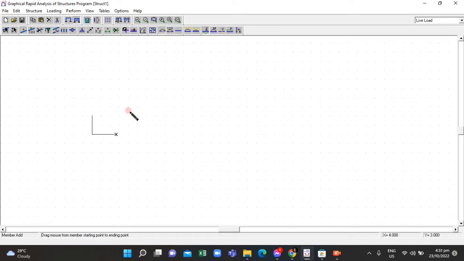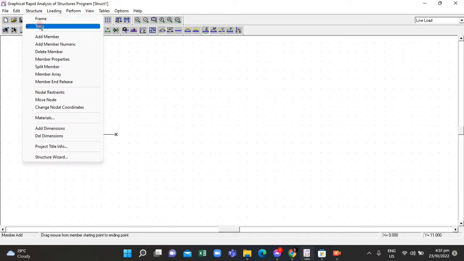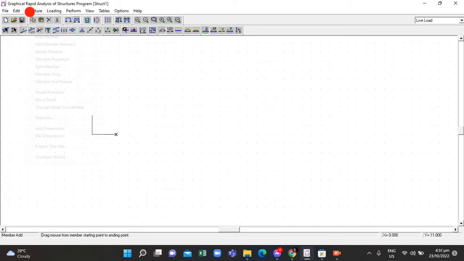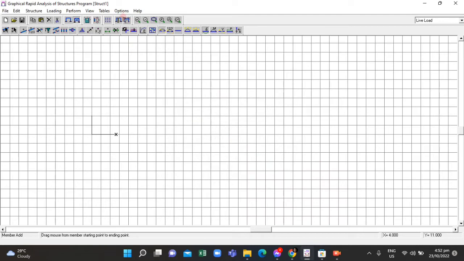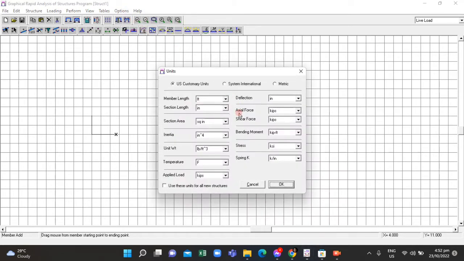So here's our software. What we're going to do first is define the structure as a truss. Then I'm going to show the grid as lines for my own reference, as a basis in plotting the nodes and the lines. However, we also need to check whether the units are customary units, since our problem uses customary units. So that's okay.